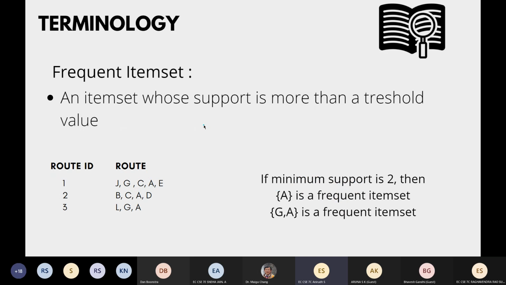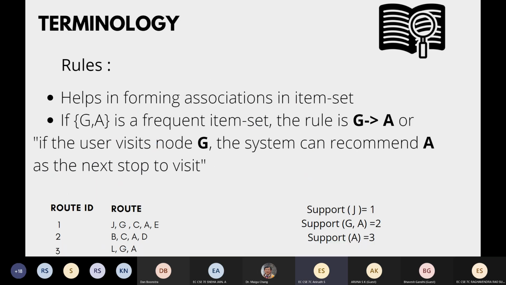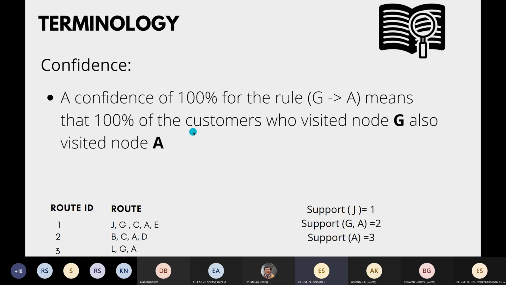And then a frequent item set is an item set which has a support value of more than a threshold value. So if the minimum support is set to be 2, then A is a frequent item set because it's repeated 3 times. GA is also a frequent item set that way. And we also have something called rules. Rules help us form associations in the item set. So let's say if GA is a frequent item set, then the rule becomes: recommend A. If the user visits node G, the system can recommend A as the next stop to be visited. And finally, we have confidence. If the confidence is 100%, that means all the users who visited node G would have also visited A. If the confidence is 50%, only 50% of the users who visited G have visited A. So confidence can actually give us more information about that particular item set.